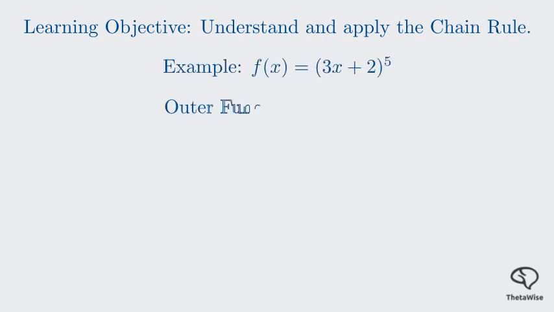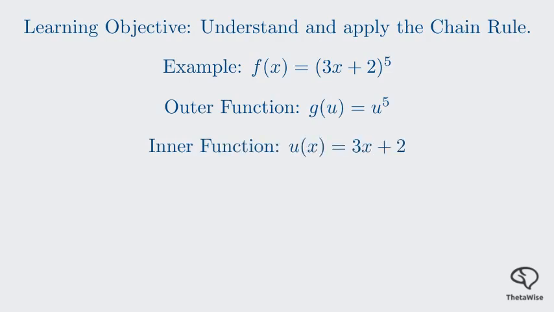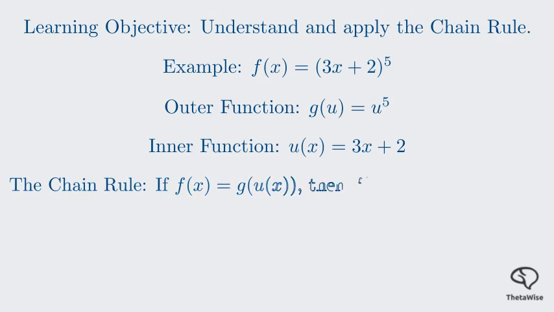For example, in the function f of x equals the quantity 3x plus 2 to the fifth power, the outer function is something to the fifth power, and the inner function is 3x plus 2. The chain rule states that the derivative of a composite function is the derivative of the outer function, evaluated at the inner function, times the derivative of the inner function. In simpler terms, it's the derivative of the outside times the derivative of the inside. Let's apply this to our example.